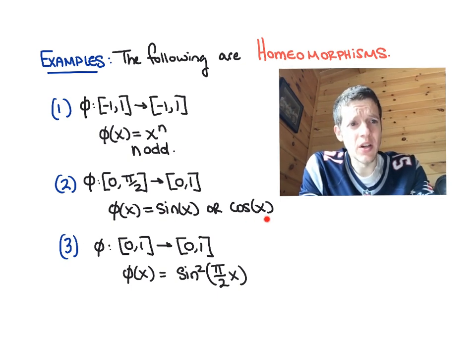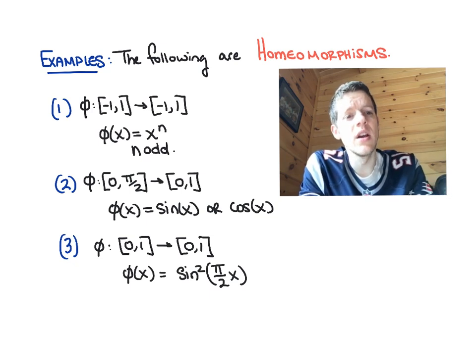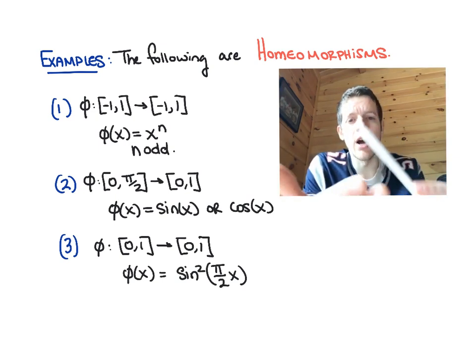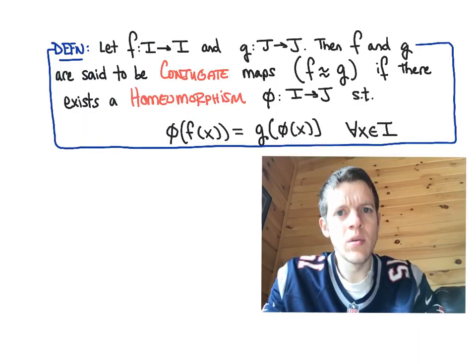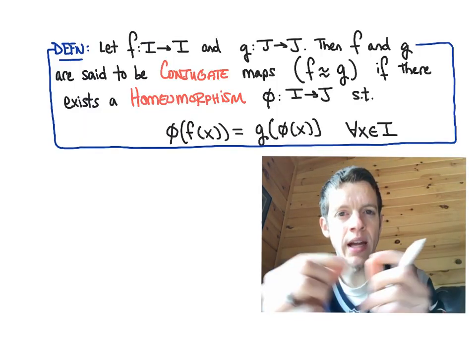Same sine of x and cosine x, going from 0 to pi over 2 up to 0, 1. Those are 1 to 1 onto and have continuous inverses. And same with this trigonometric function down here. So verify that, graph those, make sure you can see how the three properties of a homeomorphism come into play for those. So now we have the idea of a homeomorphism, but how do we connect the two functions?